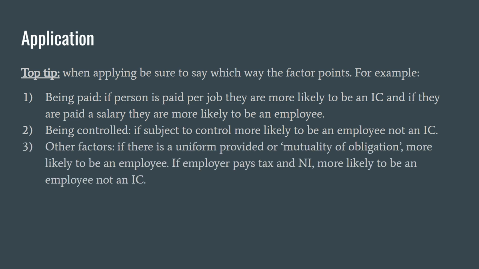The last thing is to think about all the other factors. So if there's a uniform provided or mutuality of obligation, you're more likely to be an employee. If the employer pays tax and national insurance, you're more likely to be an employee and not an independent contractor. If you're an independent contractor or self-employed person, you would be responsible for your own tax and national insurance. Mutuality of obligation just means that there's an obligation on the employer to provide work and an obligation on the employee to do the work. And that is not present when you have an independent contractor. That's something that's relevant for employee-employer relationships.